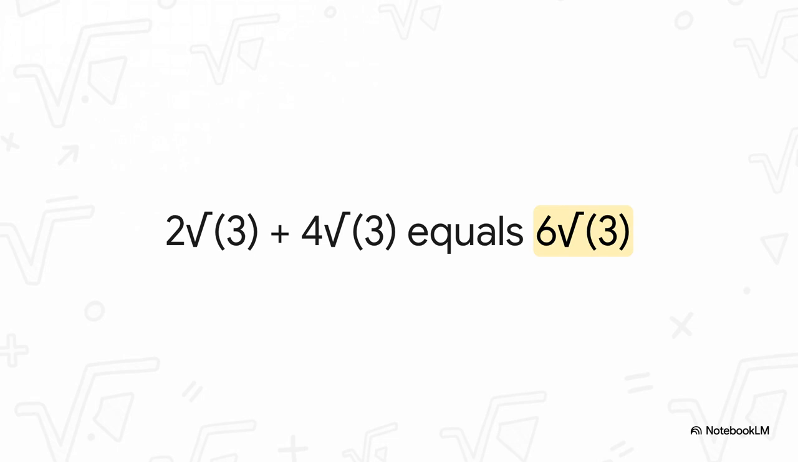And this example brilliantly illustrates that addition rule we just talked about. Let's take 2 times the square root of 3 and add 4 times the square root of 3. Because the radical itself, the square root of 3, is absolutely identical in both terms, we simply add the numbers out front. 2 plus 4 gets us 6 times the square root of 3. I like to think of the square root of 3 as a physical wooden block. If I have 2 of those blocks, and you walk up and hand me 4 more blocks, I now have 6 blocks total.